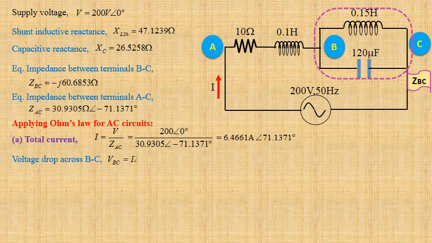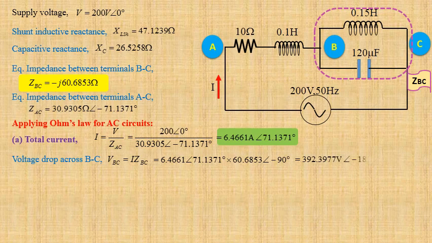VBC equals I times ZBC. Using values, we get 6.4661 at an angle 71.1371 degree into 60.6853 at an angle minus 90 degree. That gives us 392.3977 volt at an angle minus 18.8629 degree. Now we shall calculate current flowing through the shunting inductor.